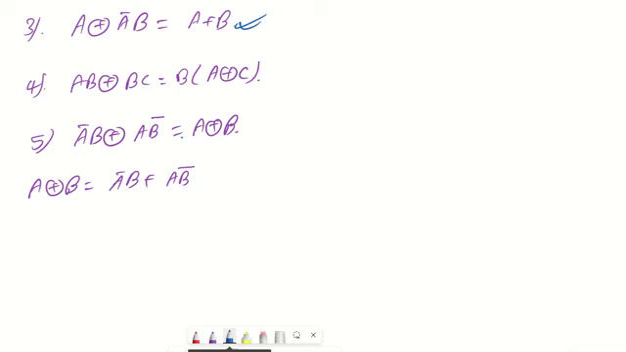So let us say the third one I want to prove. What is going to happen? A XOR A bar B, this is the formula for XOR, right? So using that I can write it as A into A bar B, right? So A bar B plus A B bar. So B bar is nothing but A bar B whole bar. So this is how you are going to get it.